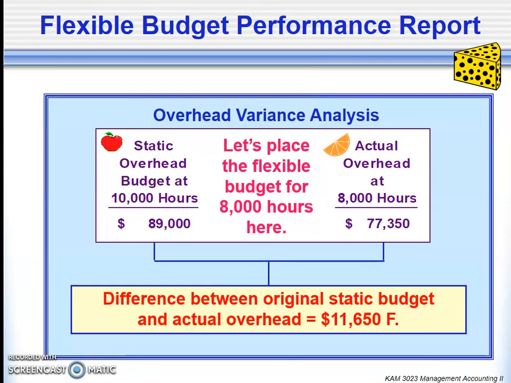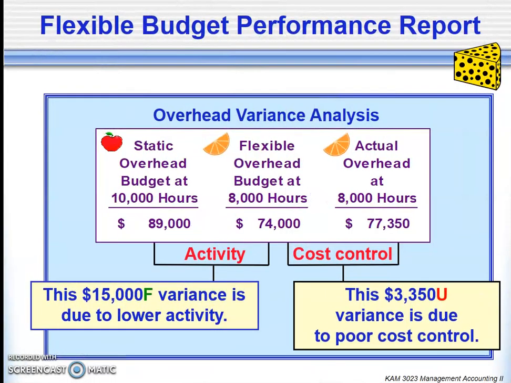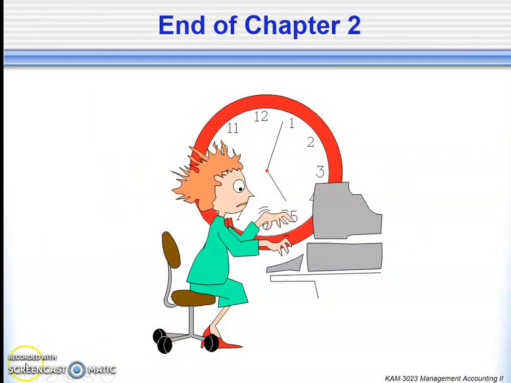So this is the difference between the original static budget and actual overheads. We will know that the difference between static and actual, apple to orange, is because the activity level is different, and orange to orange is because of cost control. Because the activity level is the same, the variance is because of cost control, either good or bad cost control by the manager. So this is the end of chapter 2. Thank you very much.